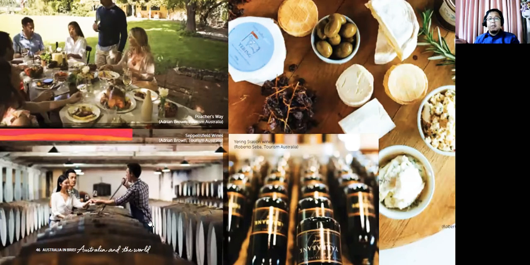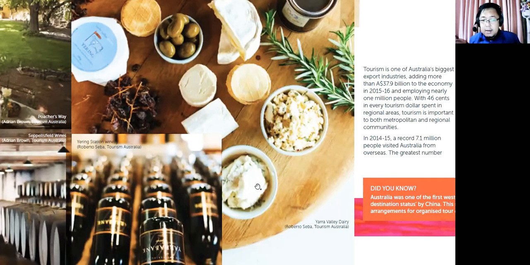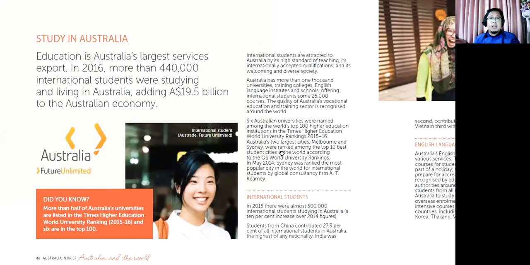Jadi mereka orang Australia suka minum anggur. Ini juga Porches Way, makan bersama di atas piring seperti ini. And then Australia has Yarra Valley Dairy and Yering Station Winery. This is wine. Ini dairy, ini dari keju. Ini juga olive. Okay. Nah, what about the education study in Australia?